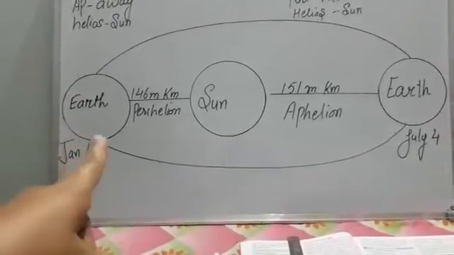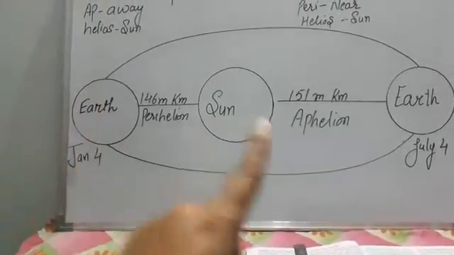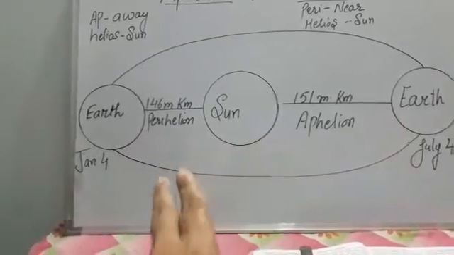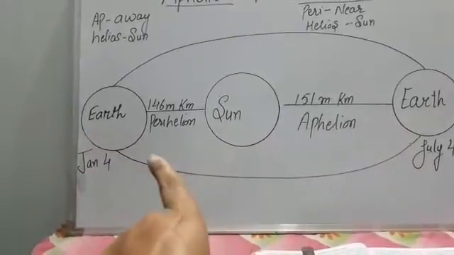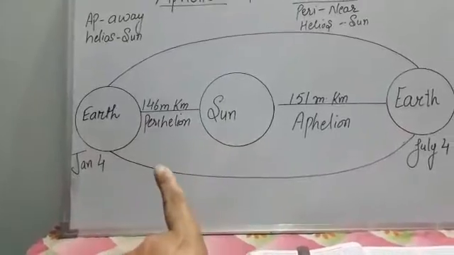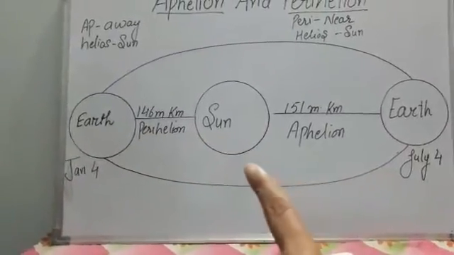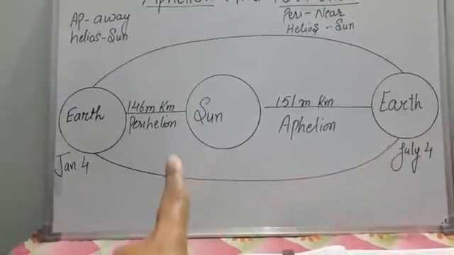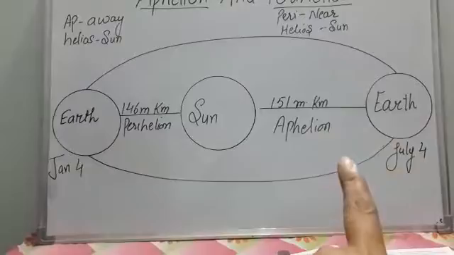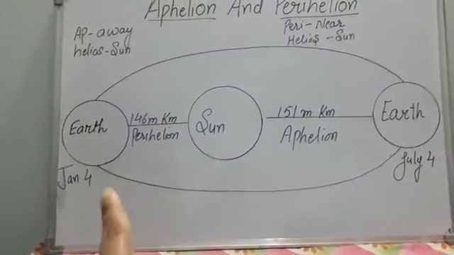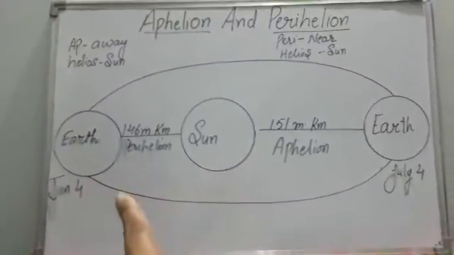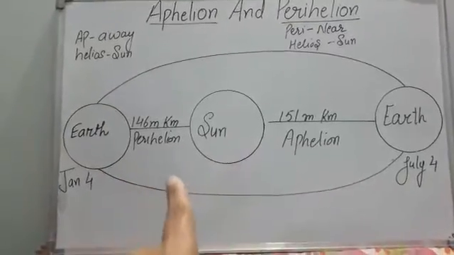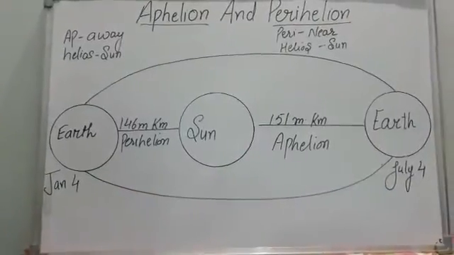Now look at the left side of the earth. This is earth and the sun. Now look at the distance between the two, left side and right side. The distance between earth and the sun on the left side is minimum, and on the right side the distance between the sun and the earth is maximum. This is short distance and this is long distance. So when the earth comes near to the sun, this situation happens. That situation is called perihelion, means near to the sun.